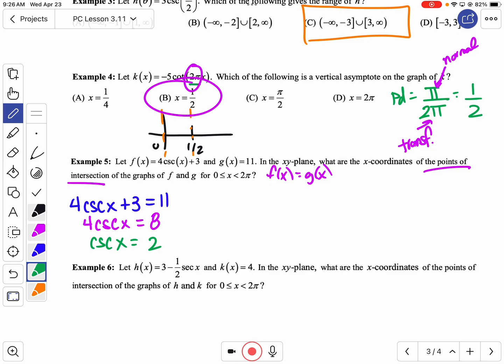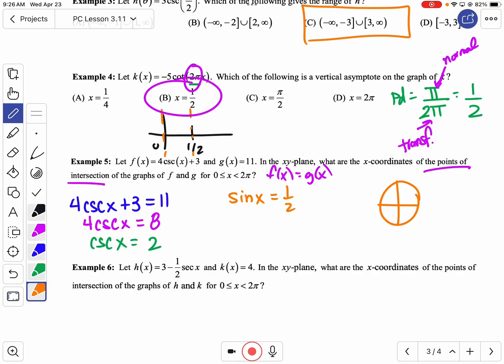And this is where we use what we know about the unit circle. We know that cosecant is the reciprocal of sine. So I'm going to rewrite that as sine of x equals, so if I did the reciprocal function, I have to do the reciprocal number. What would be the reciprocal of 2? 1/2. So what this is asking me is between 0 and 2 pi, where is the y coordinate 1/2?